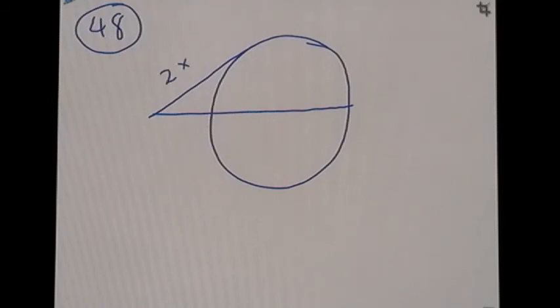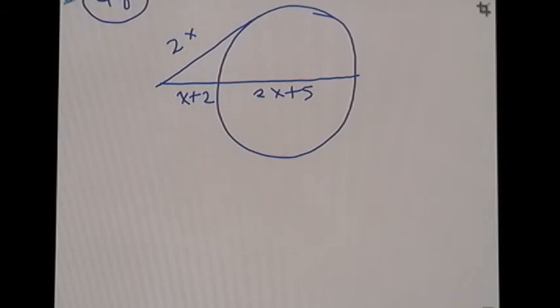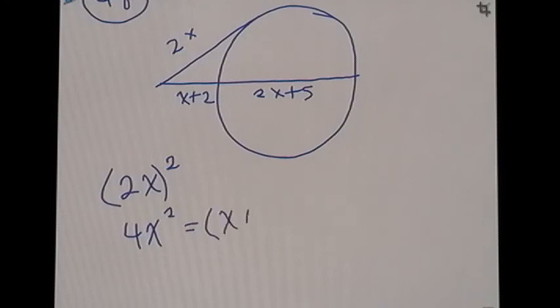It looks like this: 2x, x plus 2, and 2x plus 5. Using the segments of tangents and secants, you're going to square the tangent. So we've got 2x squared, which gives us 4x squared. Be careful about that one. It is equal to x plus 2 times, adding those two together, x and 2x is 3x, and 2 and 5 is 7.